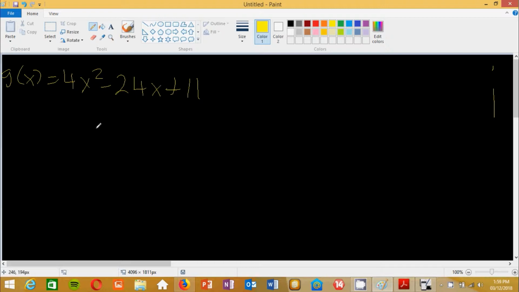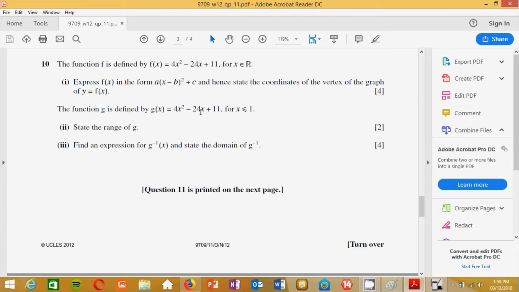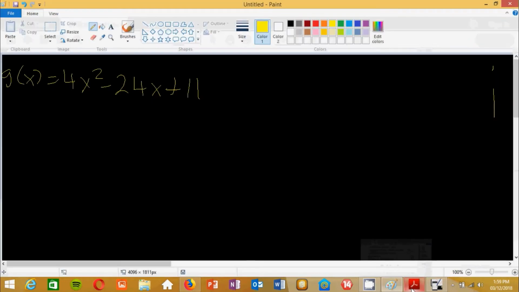So, this function here, I took it from this past paper question: 2012, paper 11, question 10, part 2. The function g is defined by g of x is equal to 4x squared minus 24x plus 11, and this is the restricted domain: x is less than or equal to 1. State the range of g.